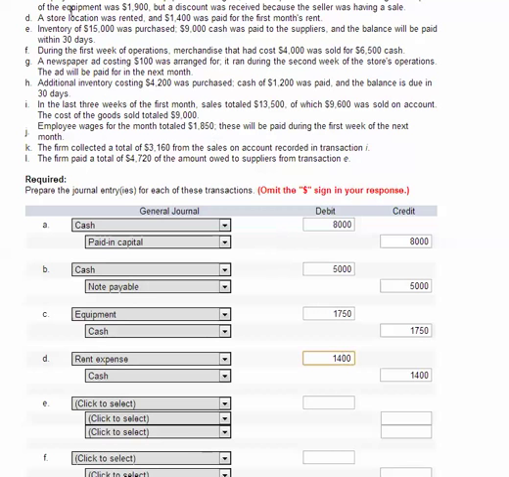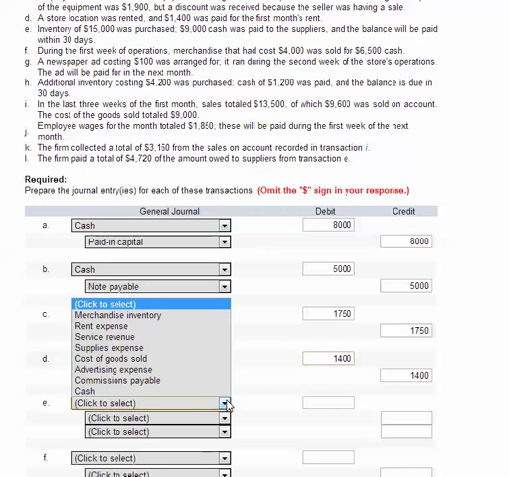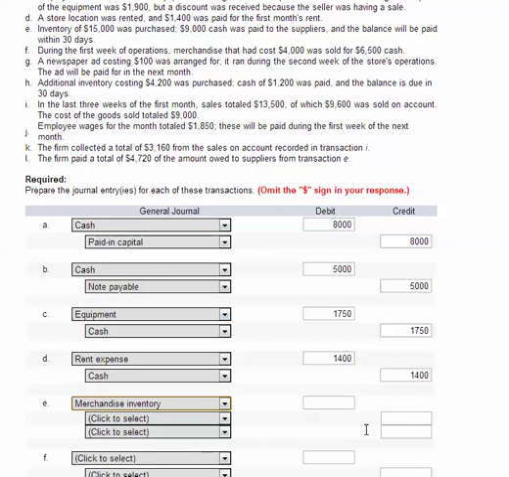All right, how about E? Inventory of $15,000 was purchased. $9,000 cash was paid to the suppliers, and the balance will be paid in 30 days. So we are bringing in $15,000 worth of inventory. What kind of account is inventory? Inventory is actually an asset, so assets increase with debit. So we'll debit inventory for $15,000.